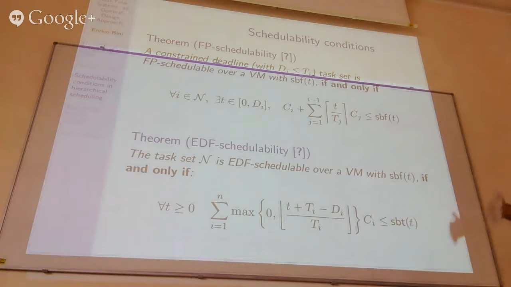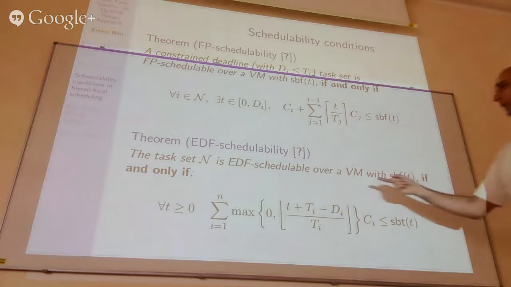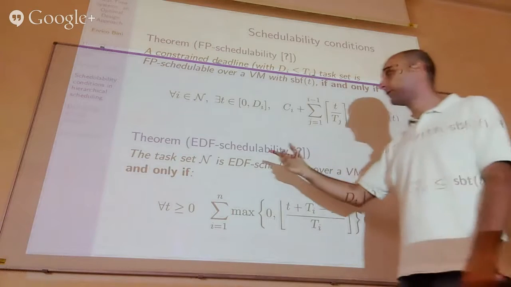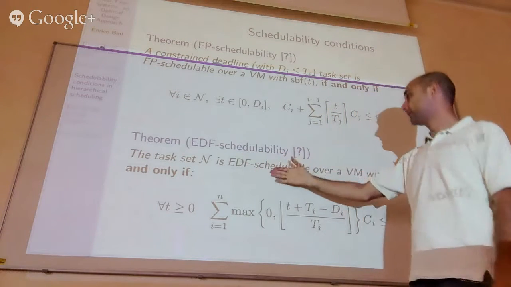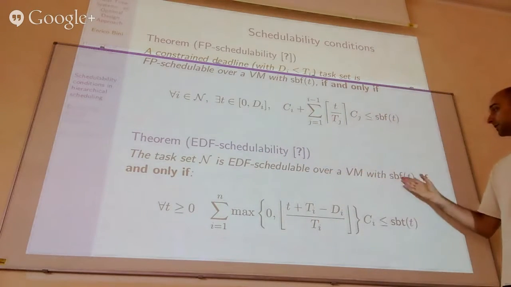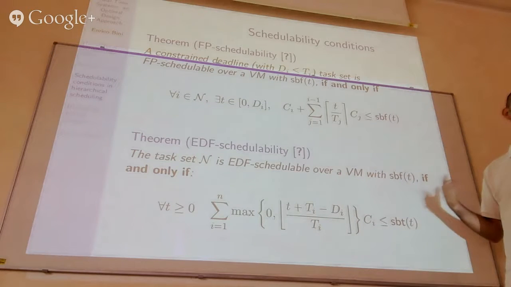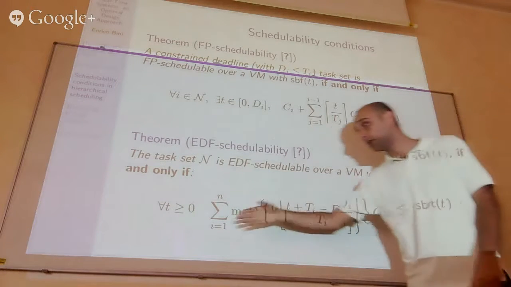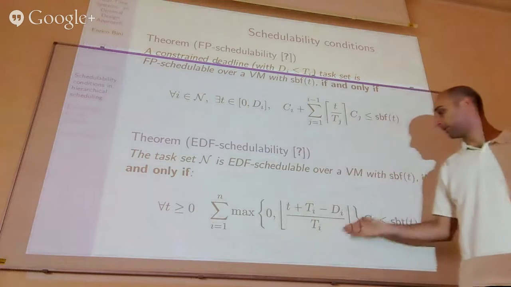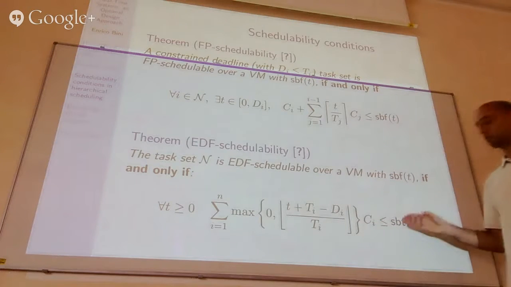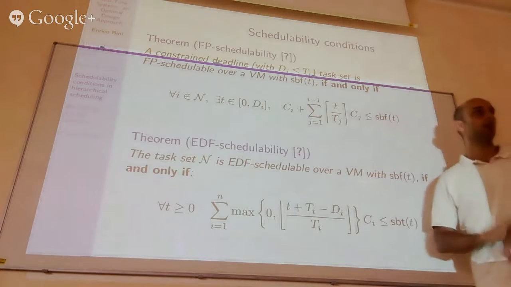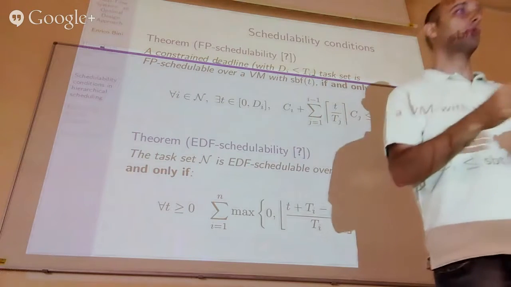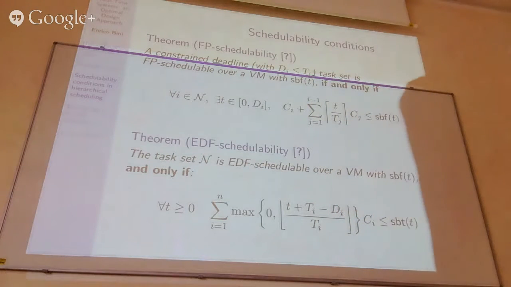With the same argument, we write that for EDF, the task set is EDF schedulable over a virtual machine with supply bound function SBF if and only if, for all t, the demand bound function is less than or equal to SBF of t. Okay, so this is just a straightforward translation of the concept of supply bound function.